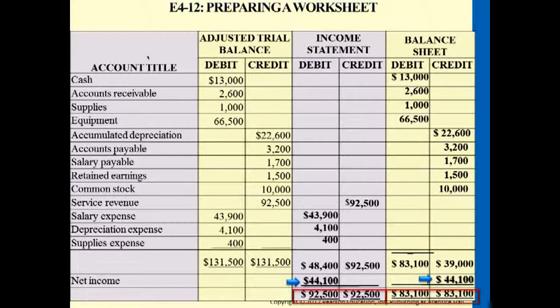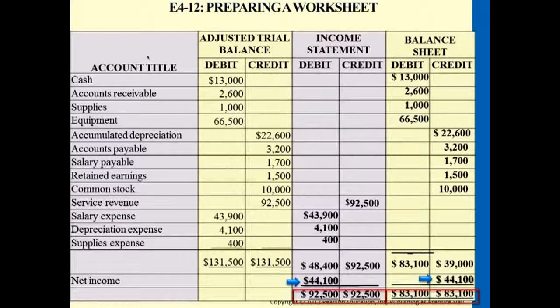And again, summarize the information at the end. You will find total debits equal total credits. Before adding this net income, they don't equal each other, because remember that retained earnings is an old balance. So from the income statement, the profit will transfer to the statement of retained earnings. The statement of retained earnings will be updated, and you will have the new retained earnings balance for the balance sheet. So this is why this is here.